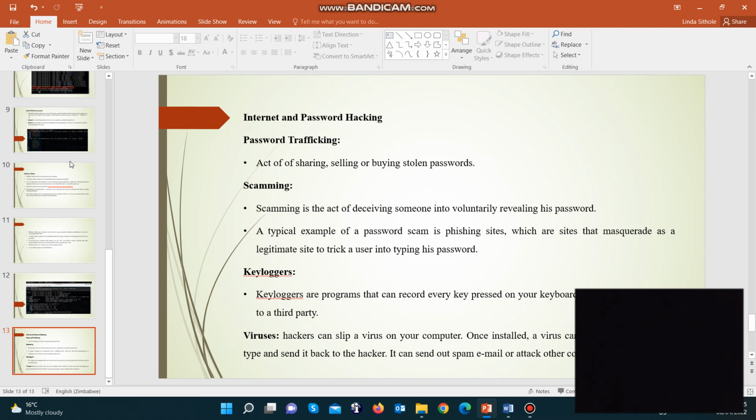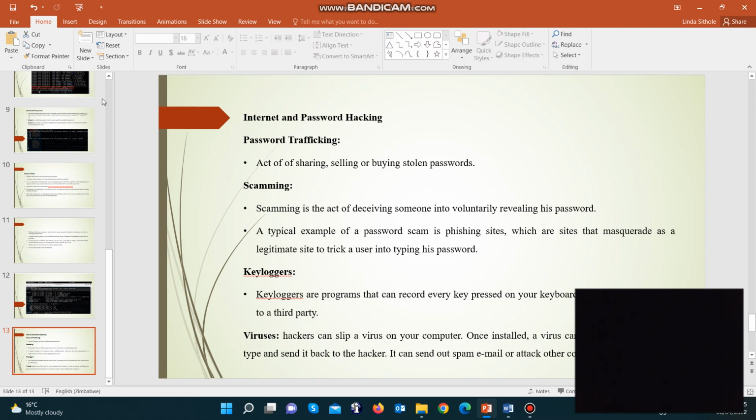And also viruses. Hackers can slip a virus on your computer. Once installed, a virus can record everything you type and send it back to the hacker. It can send out spam email or attack other computers. So this is basically about password hacking.